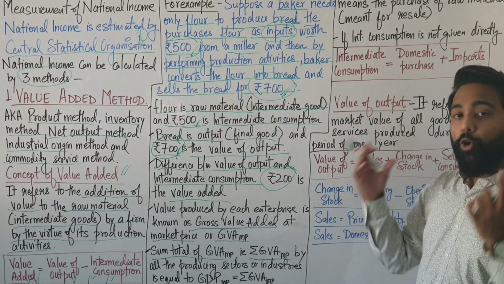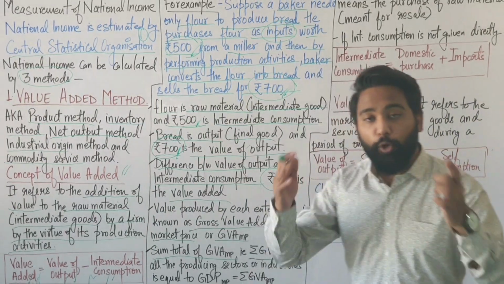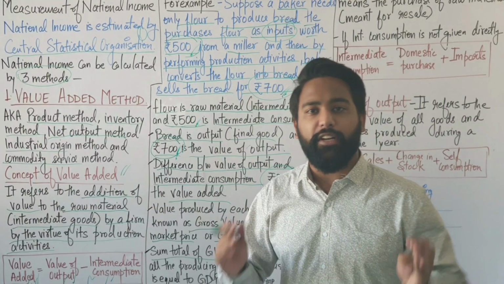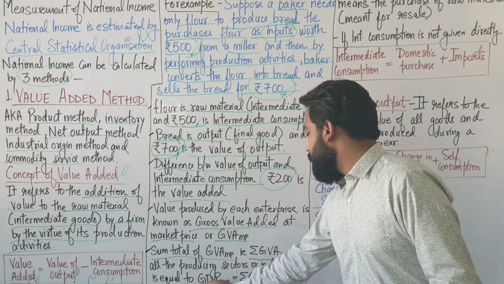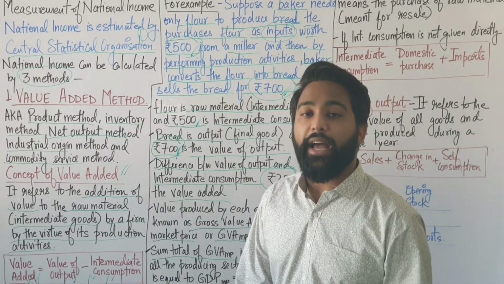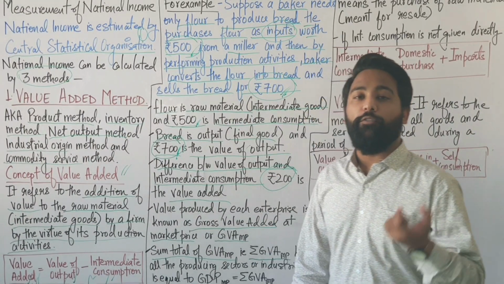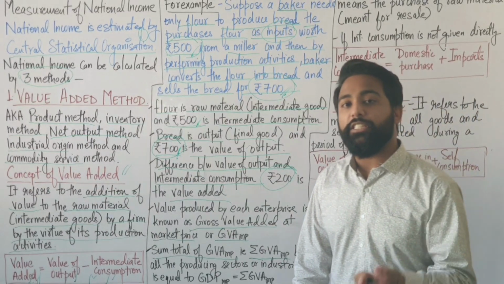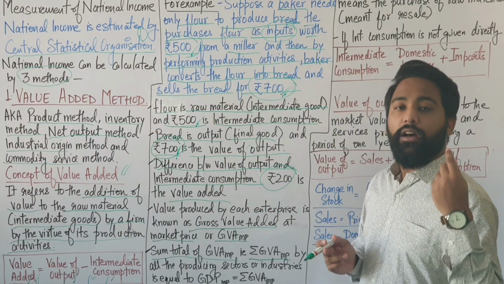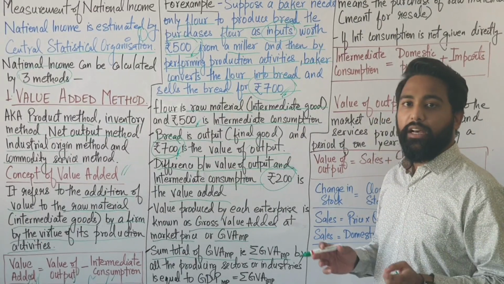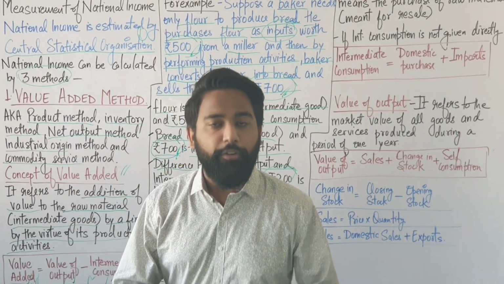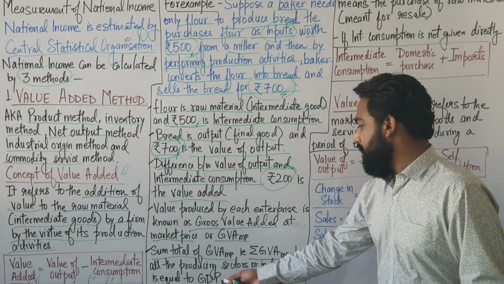And the total value added by all the sectors, by all the enterprises in our country, is known as GDPMP, gross domestic product at market price: the market value of all the goods and services produced within the domestic territory of a country in an accounting year. Is that clear? All the production, all the value added of a country is known as GDPMP.